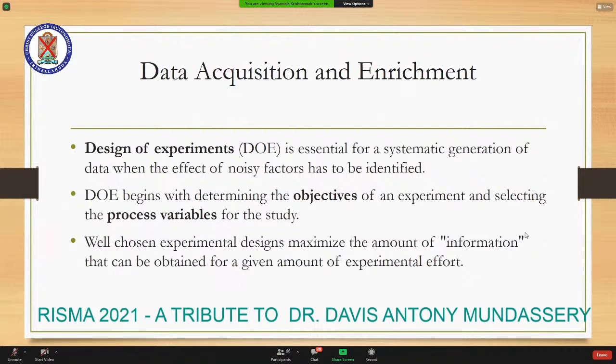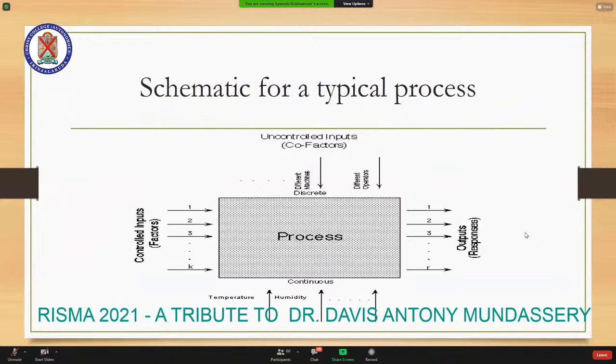Design of experiment begins with determining the objectives of an experiment and selecting the process variables for the study. So that also helps to select the key variables, and to look at the objectives of the study. A well-chosen experimental design maximizes the amount of information. Design of experiment is very important for data. This is the schematic for a typical chemical process, or any process, with controlled inputs, outputs, and discrete and continuous uncontrolled factors, a combination of all these things.